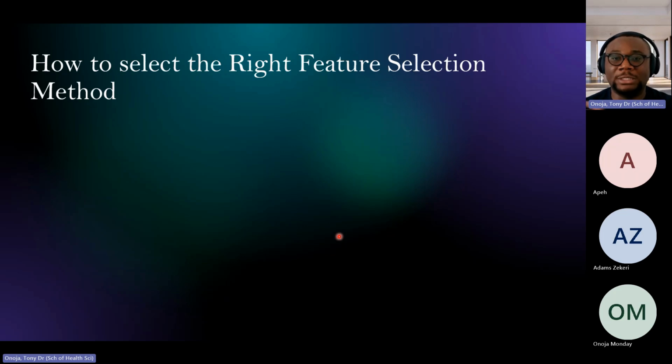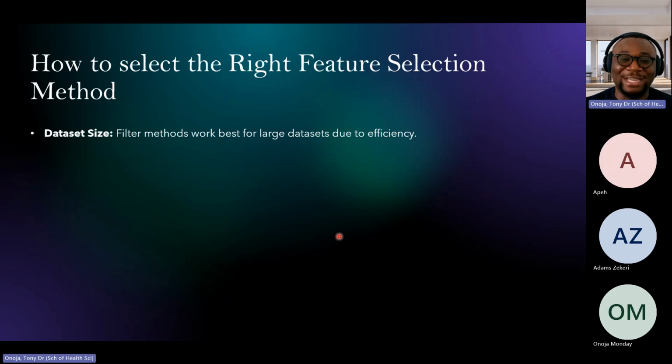Then we see how to select the right feature selection method. Because most of the time, the question that comes to your mind after hearing this is, now that I've heard this, how do I use the right method? How do I go for it? So we need to talk about that. The first thing is to look at the dataset size that you have.